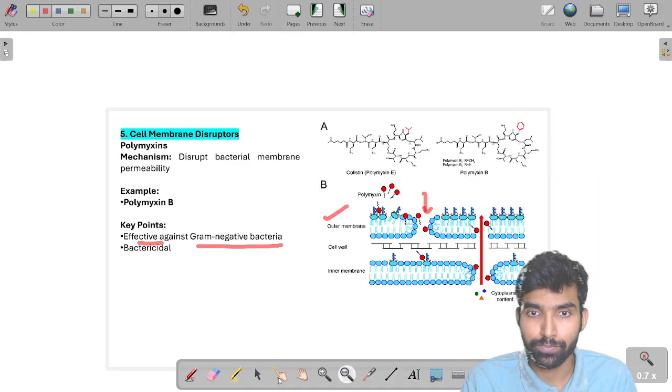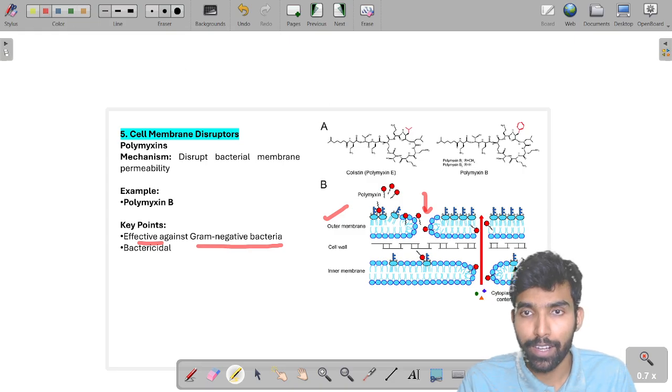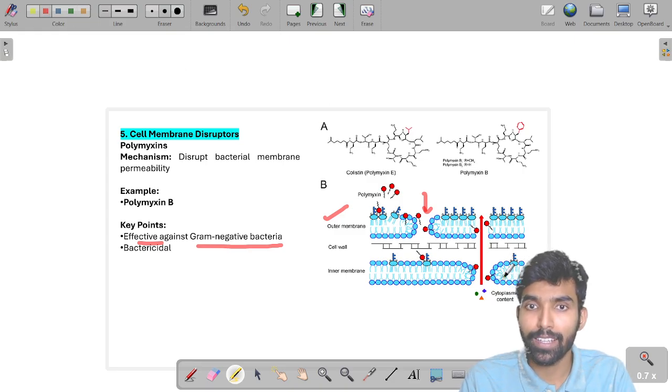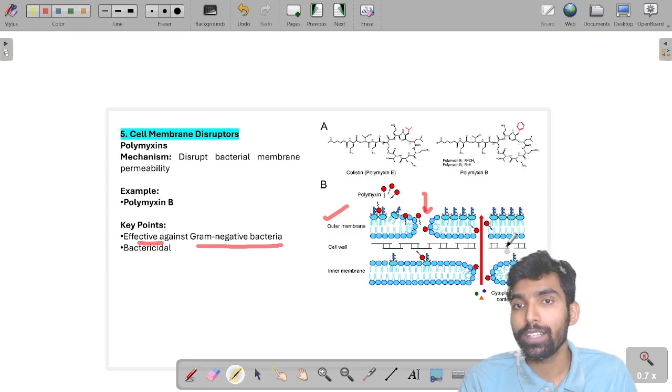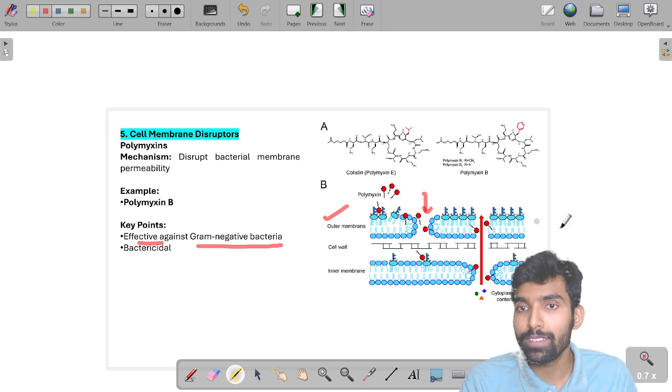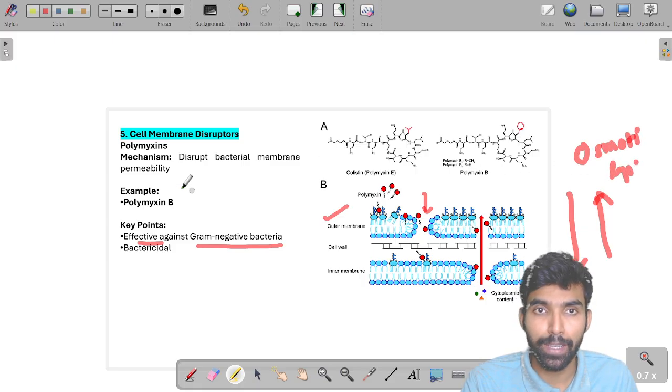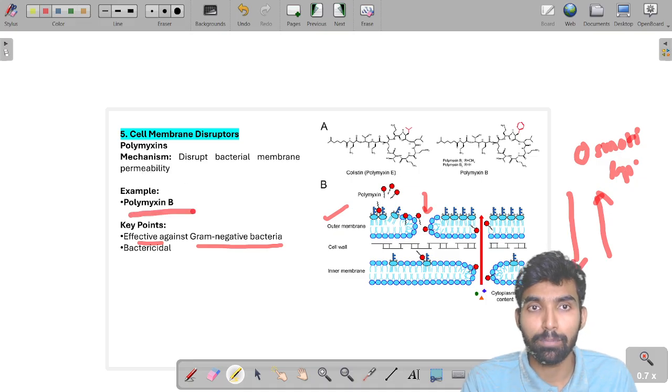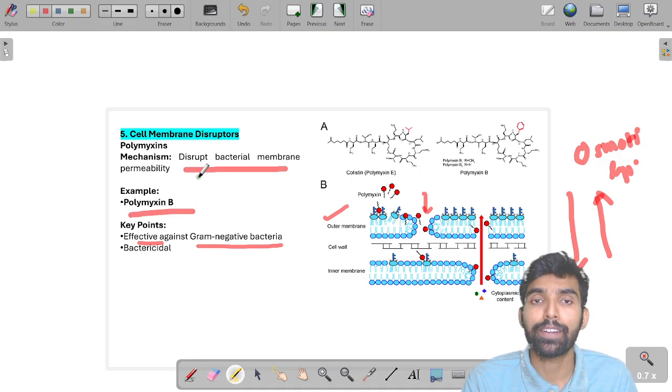The molecule will come, and once the molecule comes inside, it makes some pore. That means once the pore is made, anything can come in and go out, right? So osmotic lysis will be done. The main example is polymyxin B. So the main mode of action is that they disrupt the bacterial membrane.